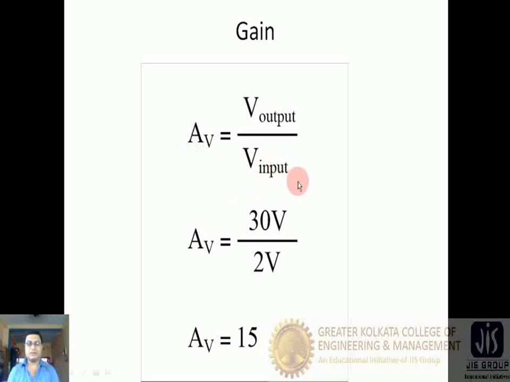In this example, we see a voltage gain of an amplifier, which is V output divided by V input. We take V output as 30 volt and V input as 2 volt. So in this way we find the gain of this amplifier is 15. The gain of the amplifier is unitless because it is the ratio of the same quantity. That is why the gain of the amplifier is unitless. So in this way we can find the voltage gain of the amplifier.